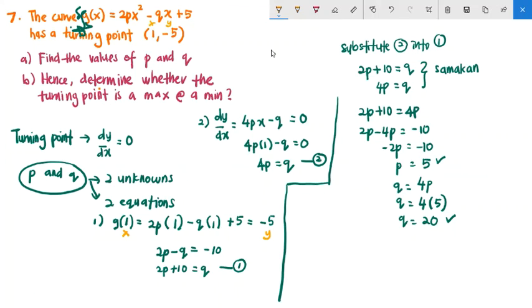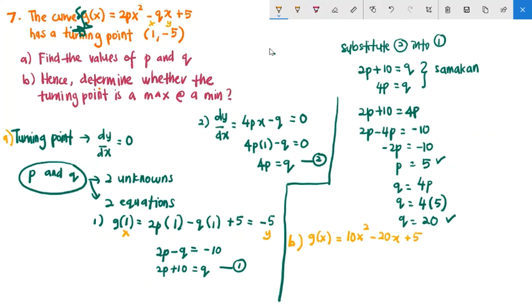Okay, check B. Okay, this is A. Now check B. Hence, determine whether the turning point is a max or a min. Okay, so kita pun substitute lah Gx tadi. Gx is equal to 2p 10 x squared minus 20x plus 5. Okay, dy dx is equal to 0.